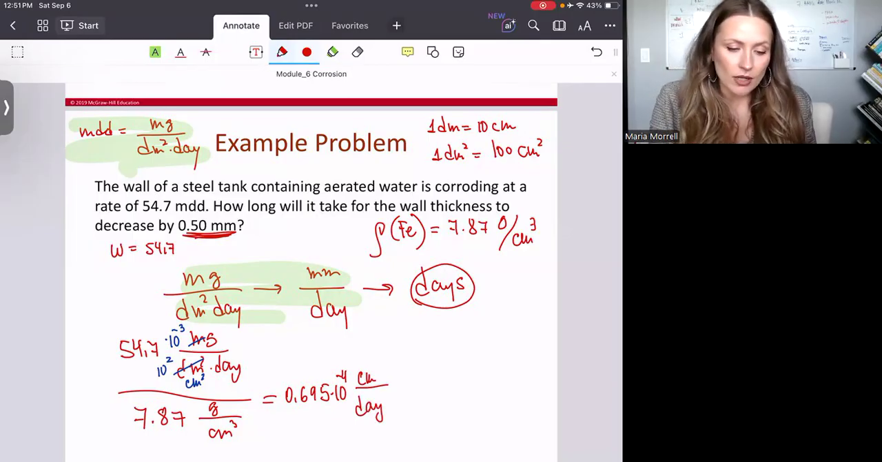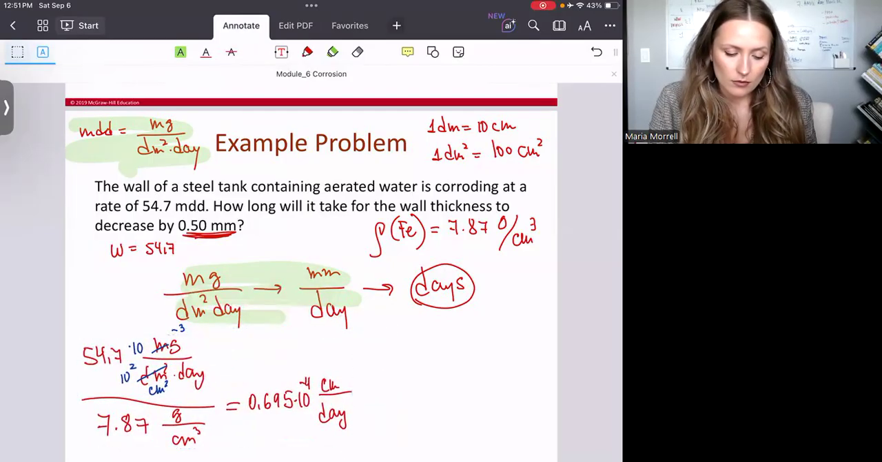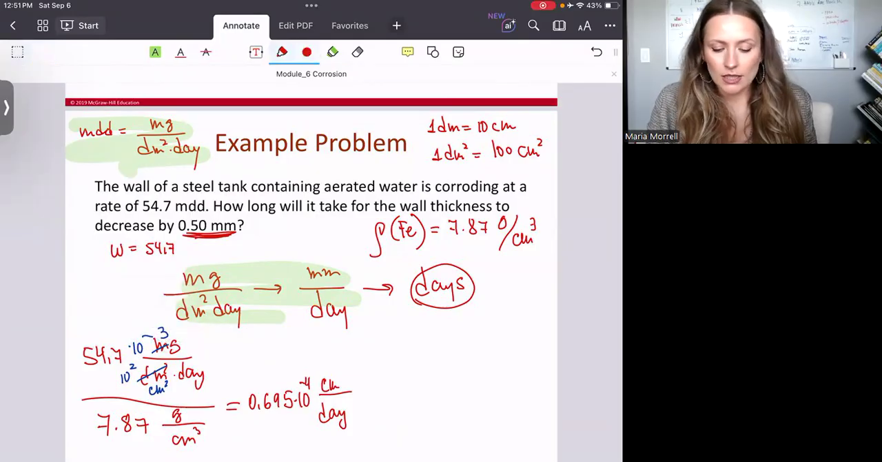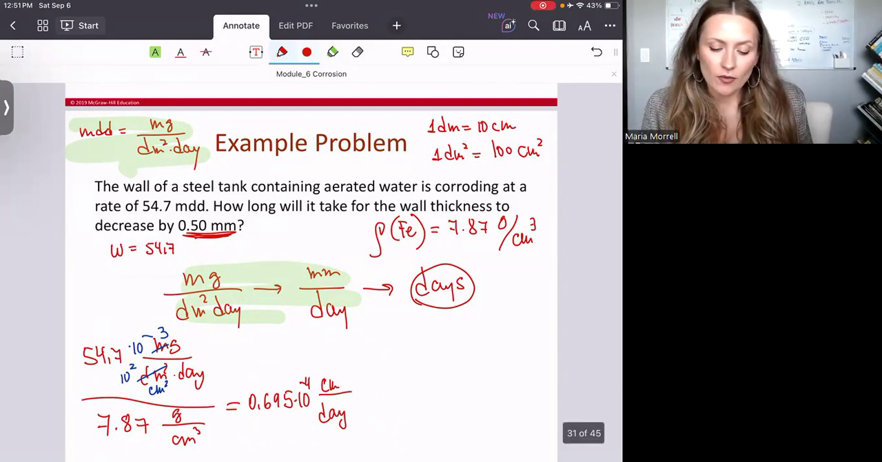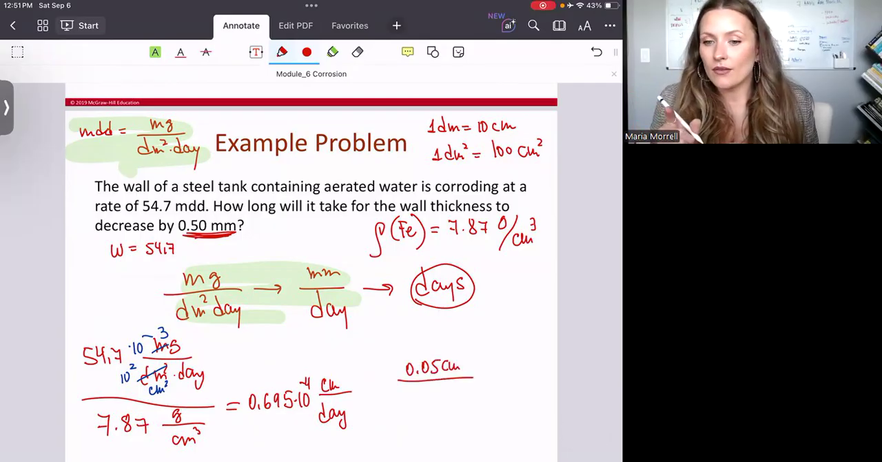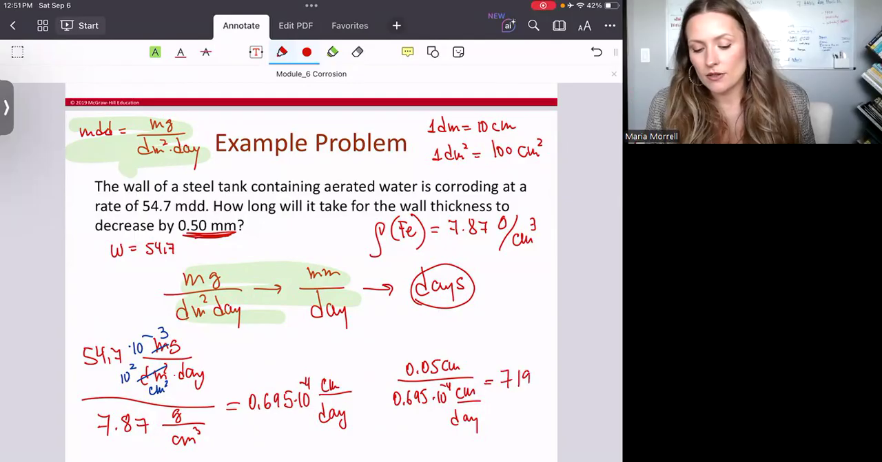Well, the rest is going to be relatively easy because all I have to do now is take the given thickness, which is 0.5 millimeters, which is 0.05 centimeters, and divide by the reduction in thickness per day, which is this number right here, centimeters per day, and that will give me 719 days, okay?